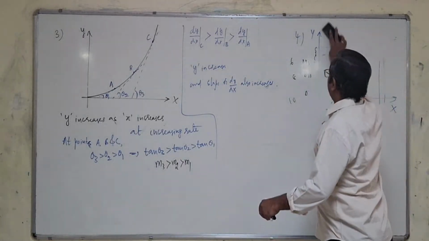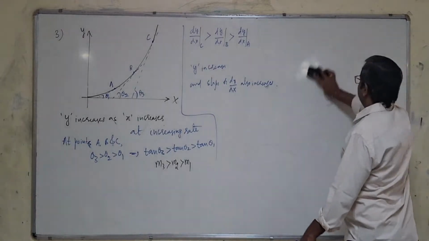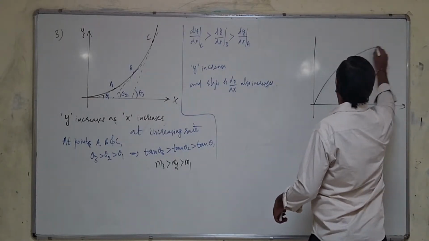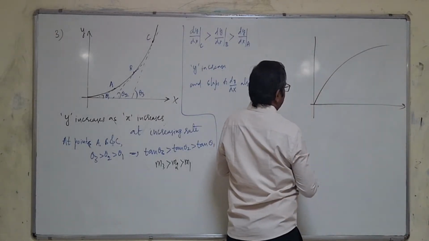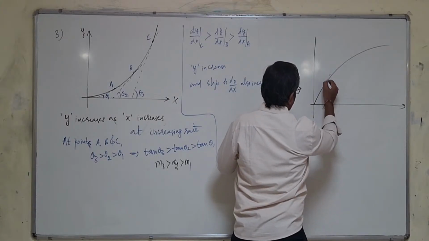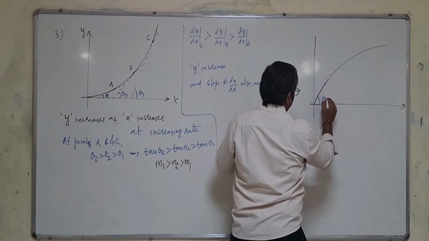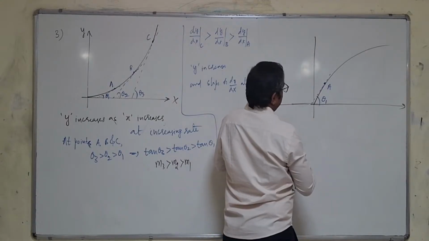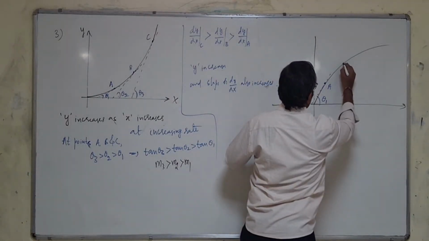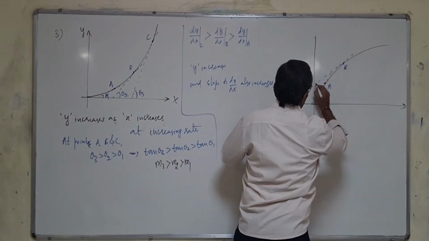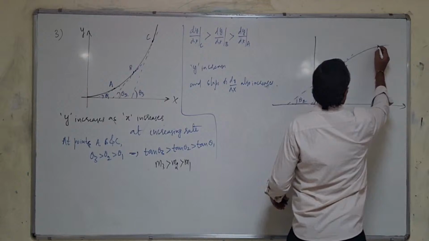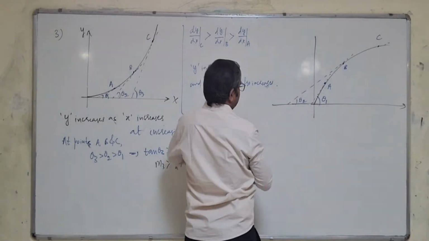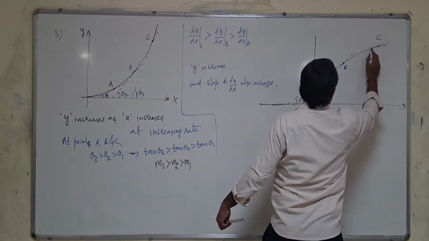So here, look at the tangents. Draw the tangents to the curve. If you draw the tangents to the curve at different points, draw a tangent at A. Look at the angle made by the tangent with x-axis. Draw tangent at B. Look at the angle made by the tangent with x-axis. Draw tangent at C. When you draw tangent at C, look at angle made by the tangent at C.